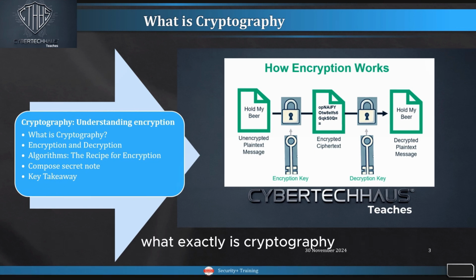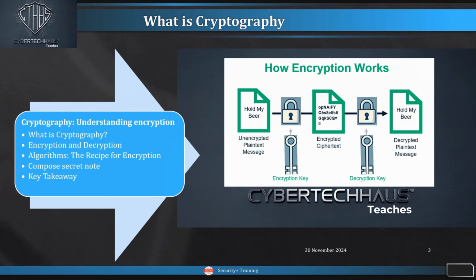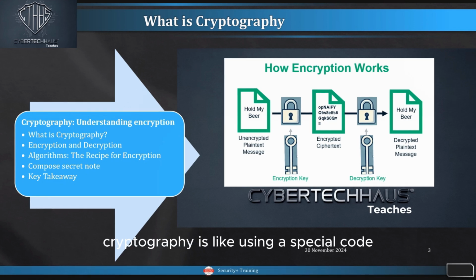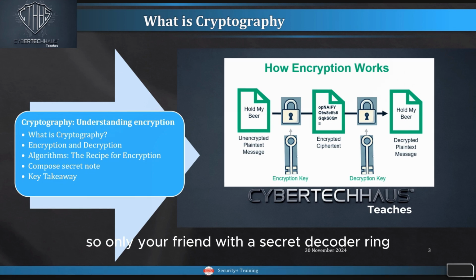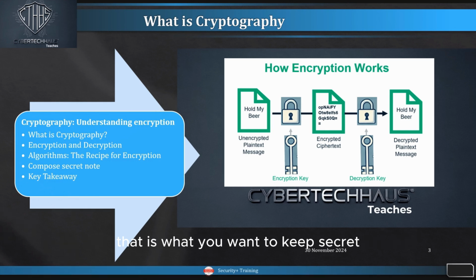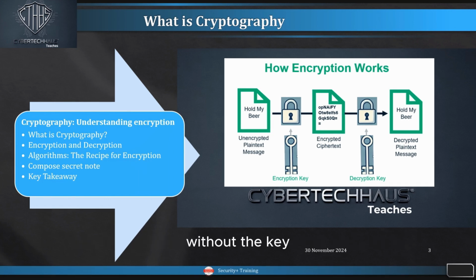What exactly is cryptography? Imagine you want to send a secret message, and that message is "hold my beer" to your friend, but you don't want anyone else to read it. Cryptography is like using a special code to scramble your message so only your friend with a secret decoder ring can read it. We call the original "hold my beer" message plain text. That is what you want to keep secret. Cryptography turns it into a cipher text. It's the jumbled mess that no one can understand without the key.